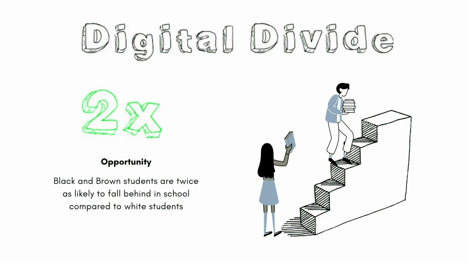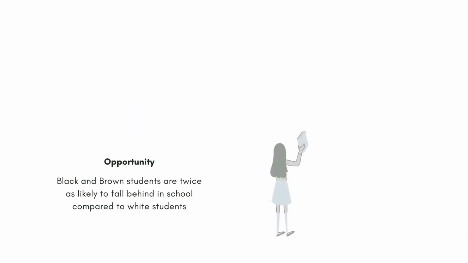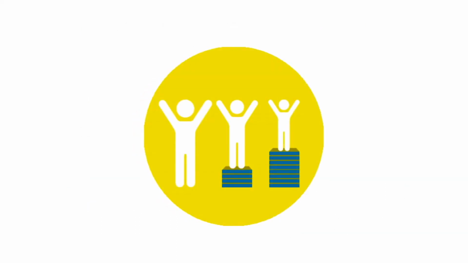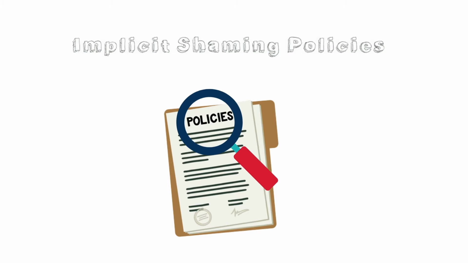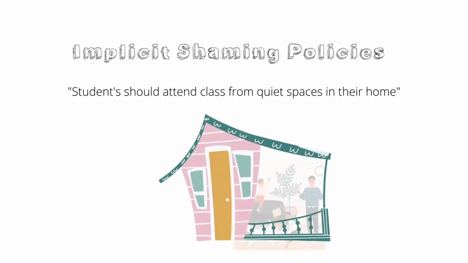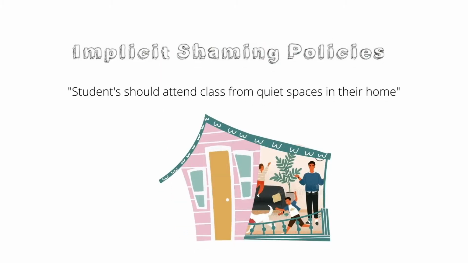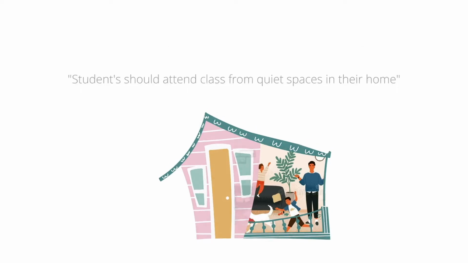On average, Black and brown students are twice as likely to fall behind in school than white students. Recognizing the inequities present in a classroom can provide insights on how to make remote learning more equitable. Some steps for making remote learning more equitable might look like revising implicit shaming policies. Requiring that a student attend class from a quiet space in their home might not be feasible for some students who live in overcrowded households or are found without homes.